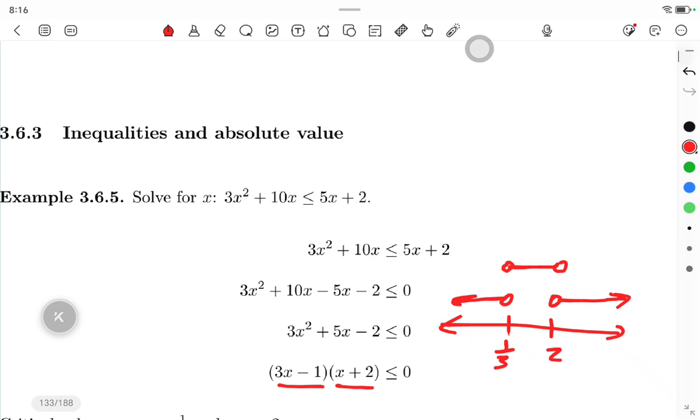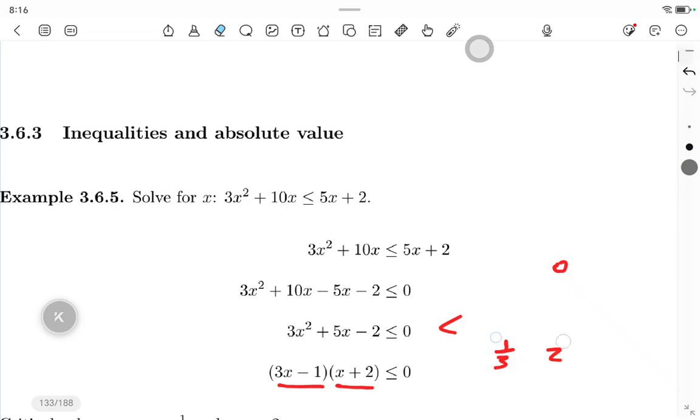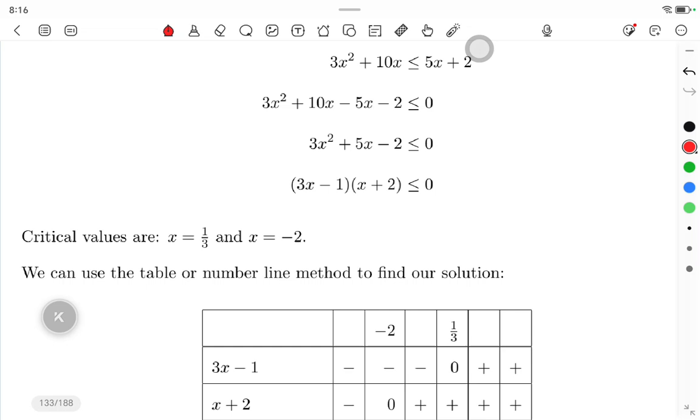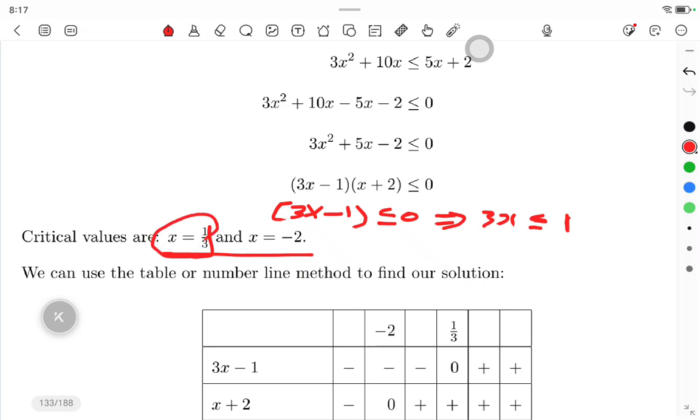So after factorizing this, we're going to write our critical values. If I take this one, 3x minus 1, which is less than or equal to 0, this implies that 3x is less than or equal to, if I take 1 to the other side, 1, and then my critical value, if I divide both sides by 3, will be equal to 1 over 3. Then again, if I take x plus 2, which is equal to 0, from here the critical value implies that x is equal to minus 2.